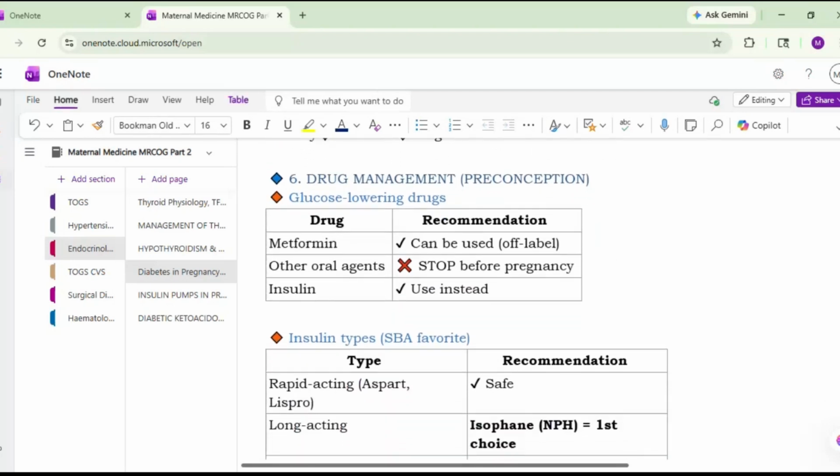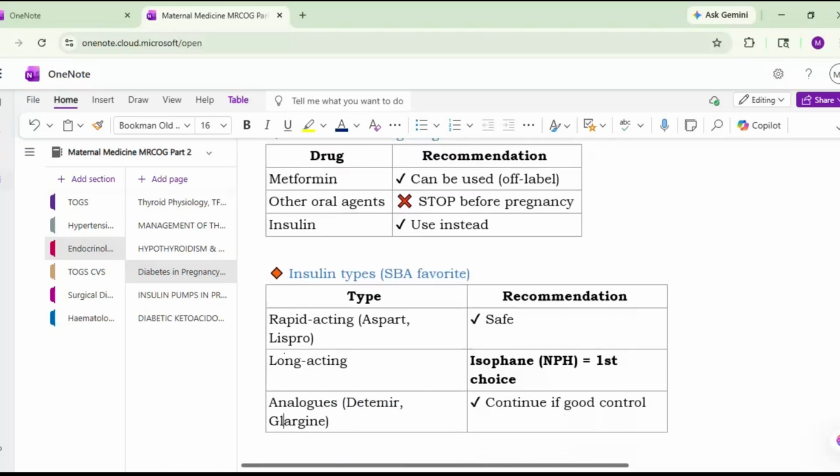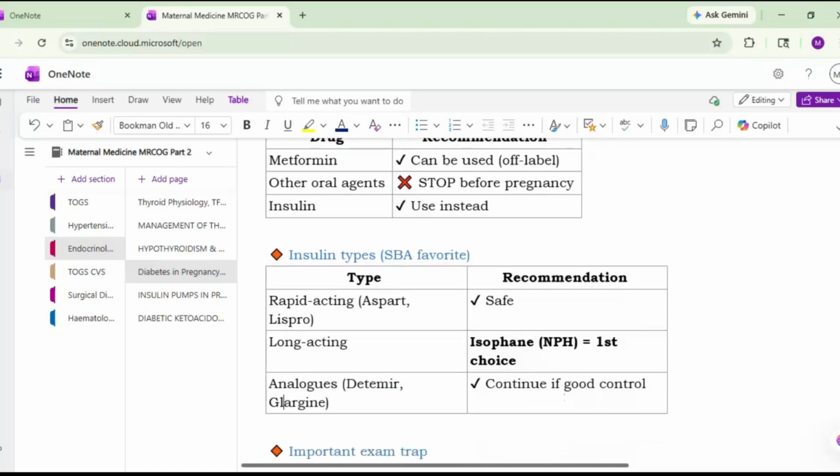Now, what about the drug management in this preconceptual period? If she is on metformin, it can be continued. Though it is off label, it can be continued. Other oral agents are to be stopped before the pregnancy, and if required, she can be started on insulin instead. Then what are the different types of insulin which can be advised?